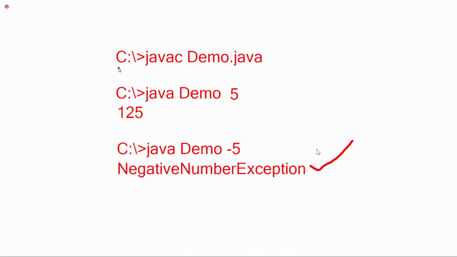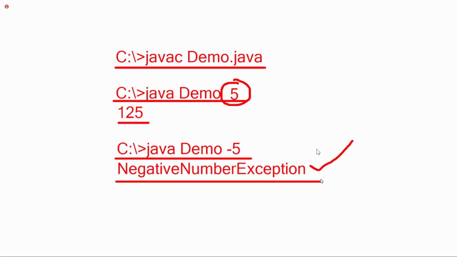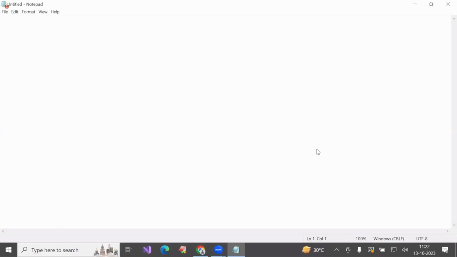We'll compile the program like this. We'll execute the program like this. If the number is a positive number, cube. If the number is a negative number, exception. Okay, this is our task.